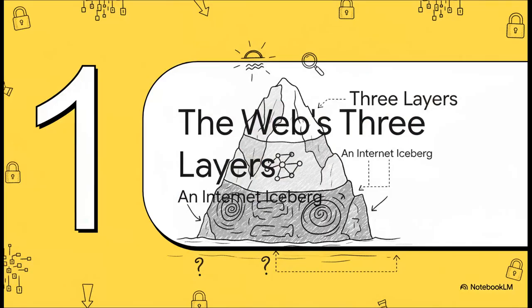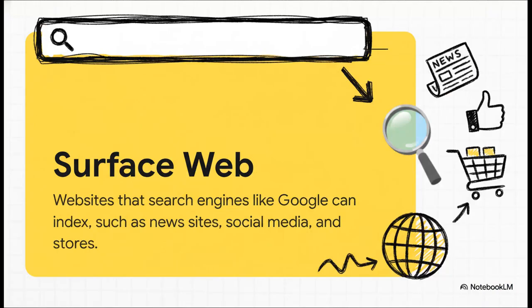To really get what the dark web is, we first need to understand the structure of the internet itself. And it helps to think of it in 3 different layers. Okay, so first up is the surface web. This is the internet you and I are on every single day. If you can find it on a search engine, think news sites, social media, your favorite online stores. Yep, that's the surface web. It's the public, visible tip of the iceberg.